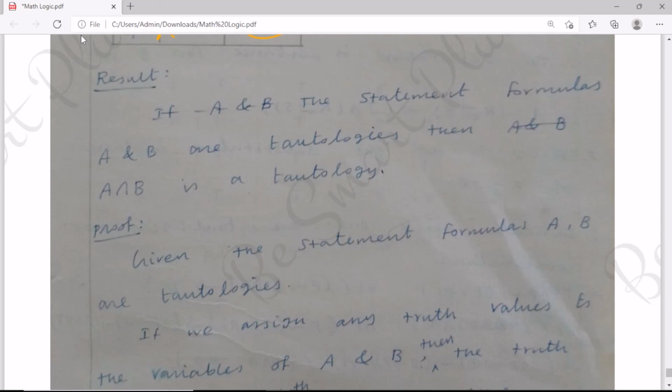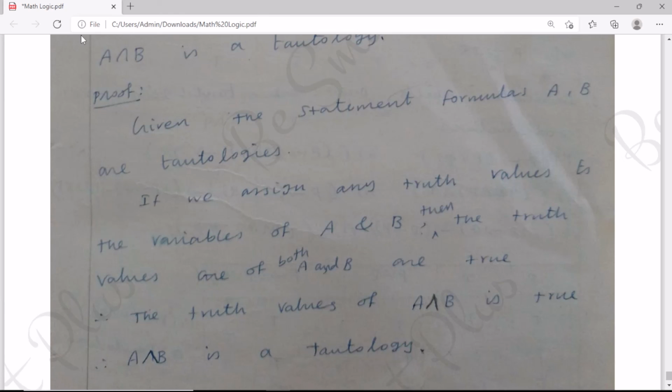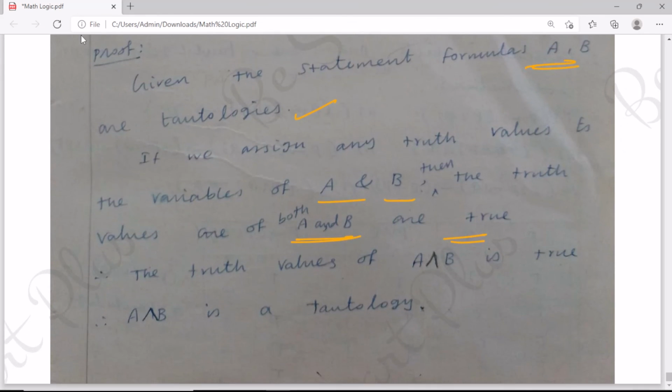If the statement formulas A and B are tautologies, then A and B is also a tautology, isn't it? Let me give you a proof of this. It's given that the statement formulas A and B are tautologies. If I assign any truth values to the variables in A and B, then the truth values of both A and B are true, isn't it? So in that case, the truth value of A and B is true. So A and B is a tautology, right?